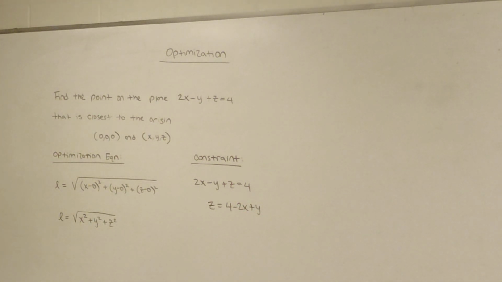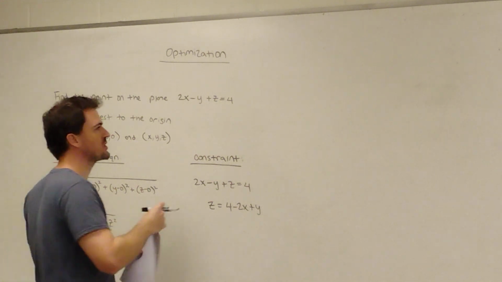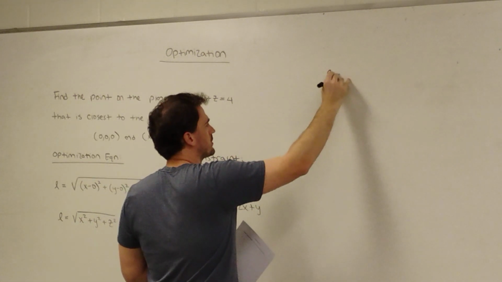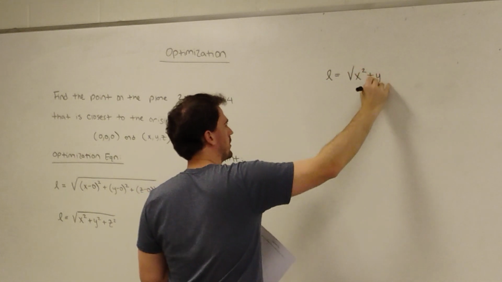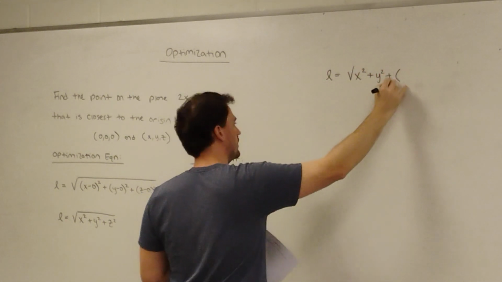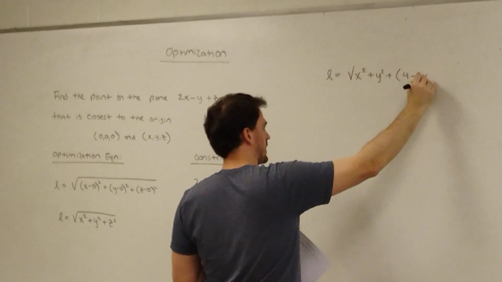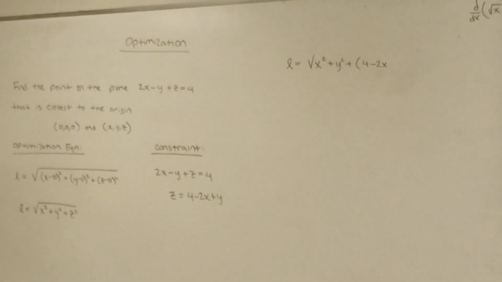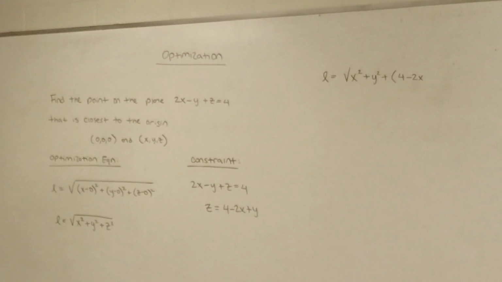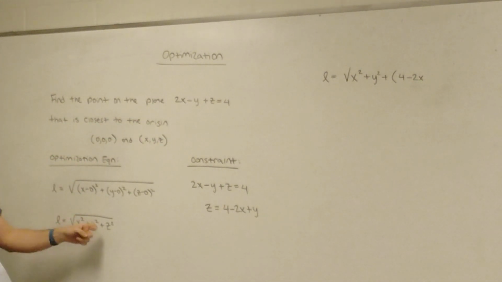Now you can drop that z equation into your optimization equation. Okay, and why are we using z instead of x or y? Great question. It turns out you can't. You could have solved for x, and then you had something in terms of y and z.